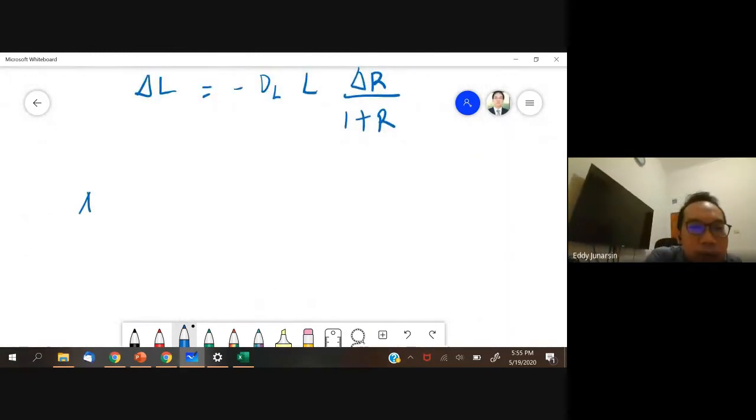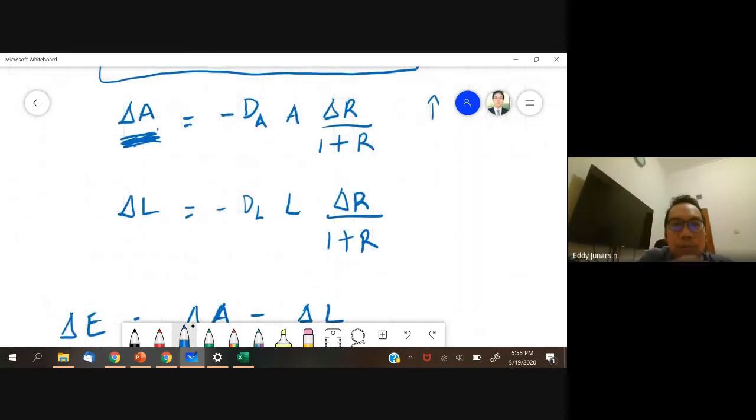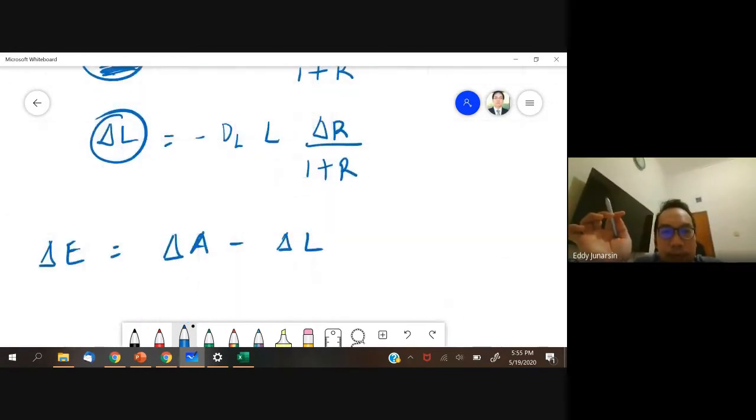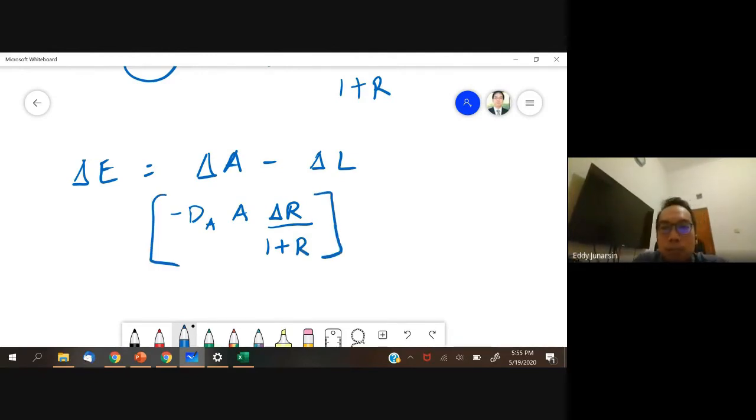Okay, so delta equity would be delta assets minus delta liabilities, and we just determined both of them, right? So this one minus this one. So what is it again? Minus duration of assets multiplied by assets multiplied by the change in interest rate, divided by 1 plus original rate, right?